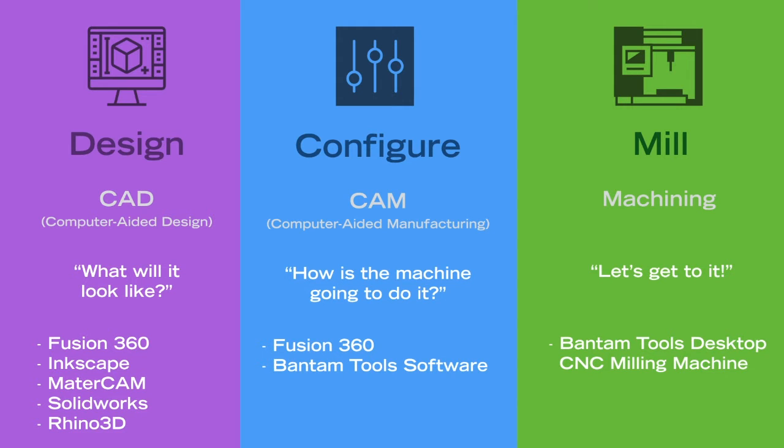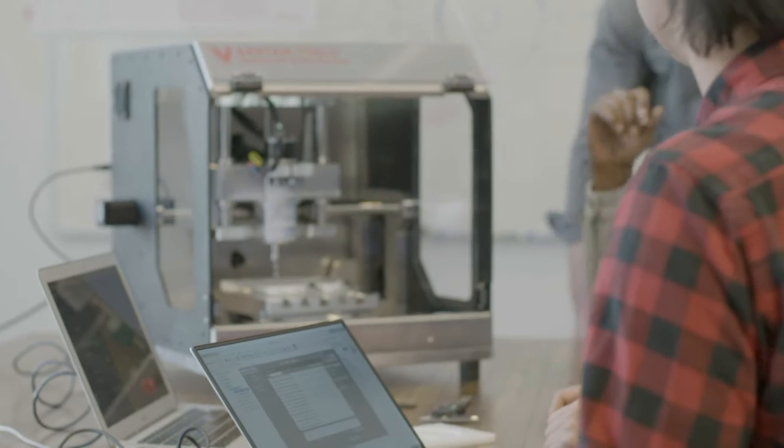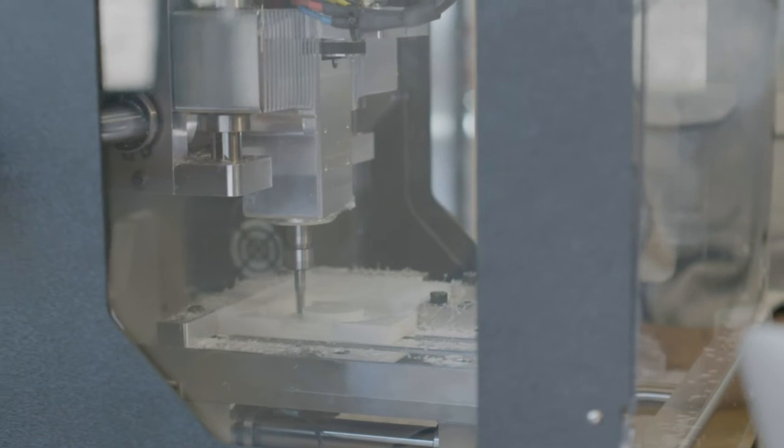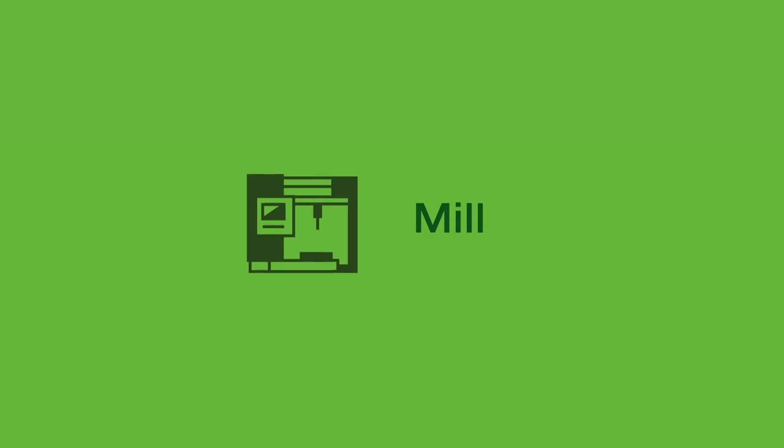And then on the mill, there's a whole bunch of different pieces of hardware that are out there. We produce the Bantam Tools desktop CNC milling machine, which of course we super duper recommend for these kinds of projects. Now I want to get into what we're actually doing. Well, we're using a mill, which is this machine that holds a piece of material and moves an end mill across it to cut into it.